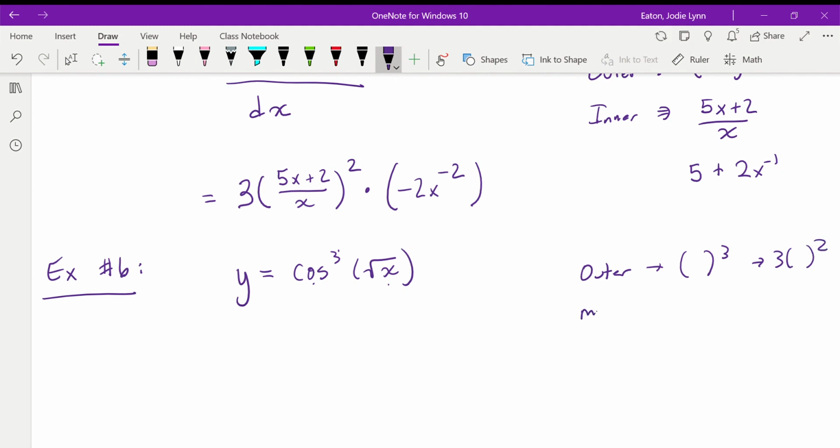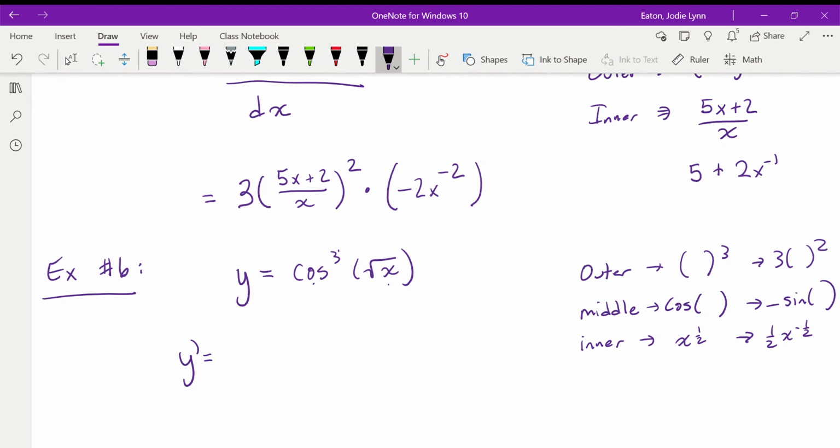We have a middle function, and that is our trig function. Remember, the cosine with the little cubed here means we're cubing the whole thing. So that is why that is our outer function. Our middle function is cosine of stuff, which gives us, when we take the derivative, negative sine of stuff. And our inner function is x to the 1/2, which gives us 1/2 x to the minus 1/2 using our power rule. So now we're going to have to just multiply those all together to get our y prime.